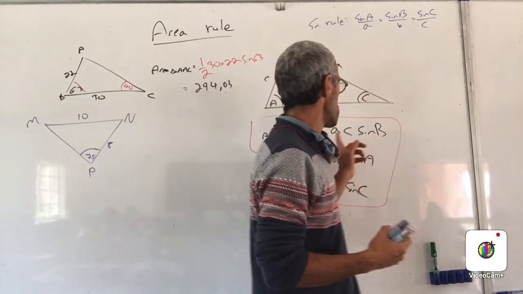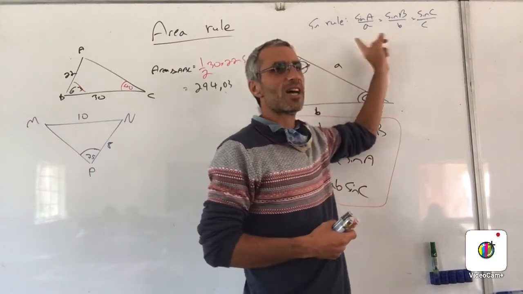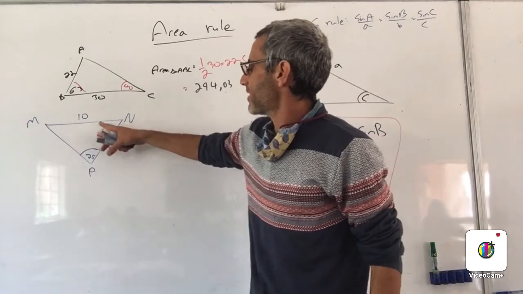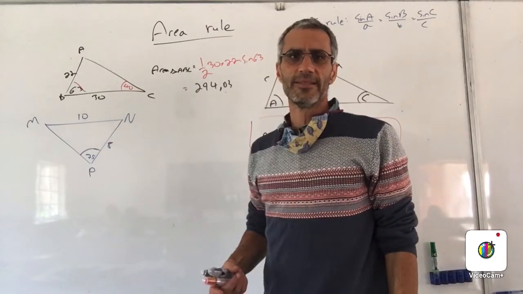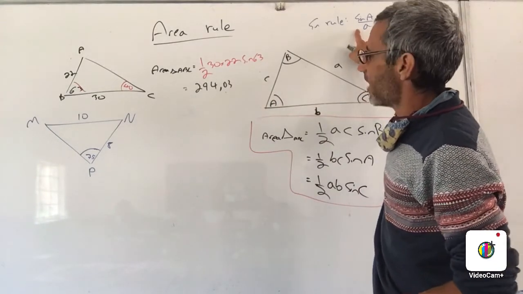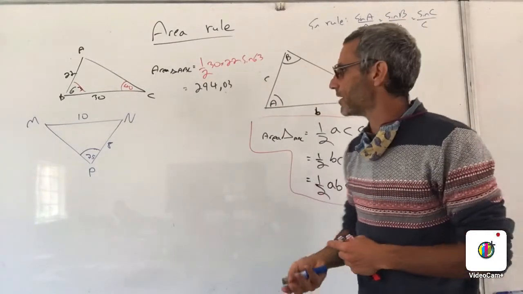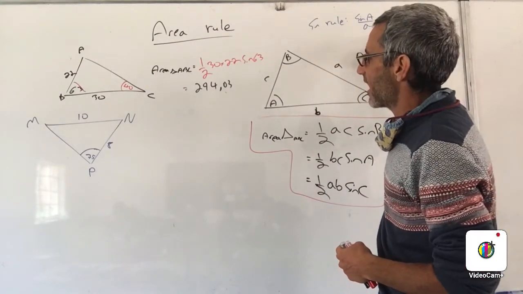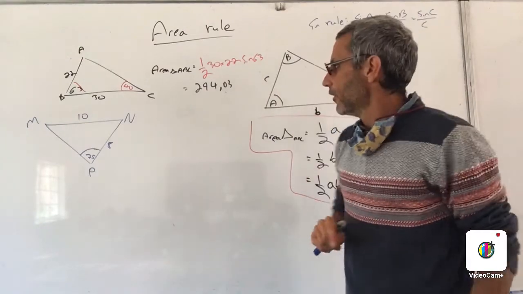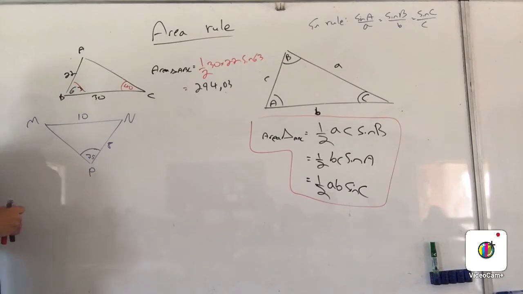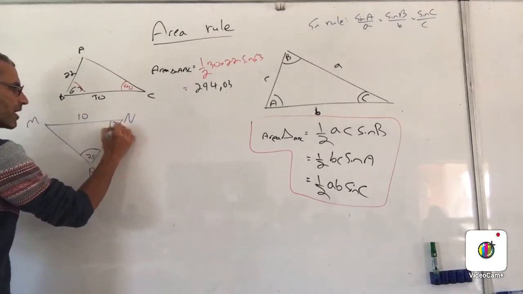You're going to have to use more than one rule. So we're going to have to use the sine rule in this case. The sine rule allows us to find another angle or another side. If you remember, the sine rule tells us the sine of an angle divided by the side opposite to it is equal to the sine of another angle divided by its opposite side. So which angle am I actually looking for? If I've got these two sides, N is the one I want.